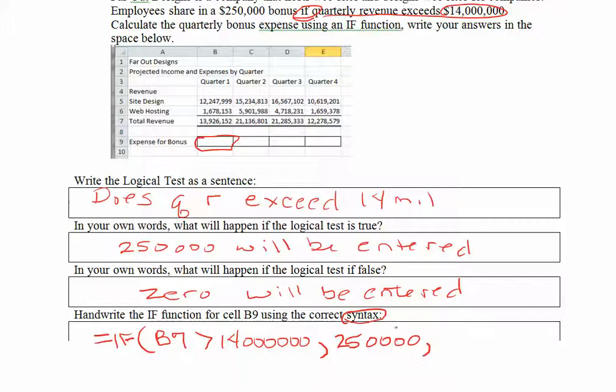Otherwise is the second comma, and then we write what to do if it's false. We want the computer to put a 0, and then we would close. So we have written this handwriting it with the correct computer syntax. All right, moving on to question number 3.